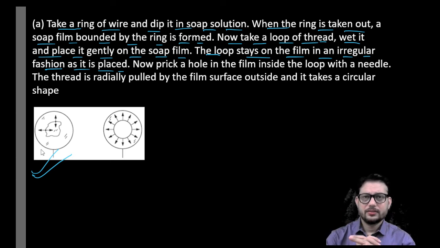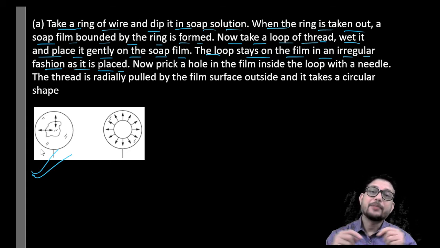Now what? Because the shape of the thread that you have put on that film is irregular. Irregular means not a definite shape. It will not be in the shape of a circle, it will not be in the shape of a triangle, it will not be in the shape of a square or whatever. So that shape is called irregular shape. And then the miracle starts.